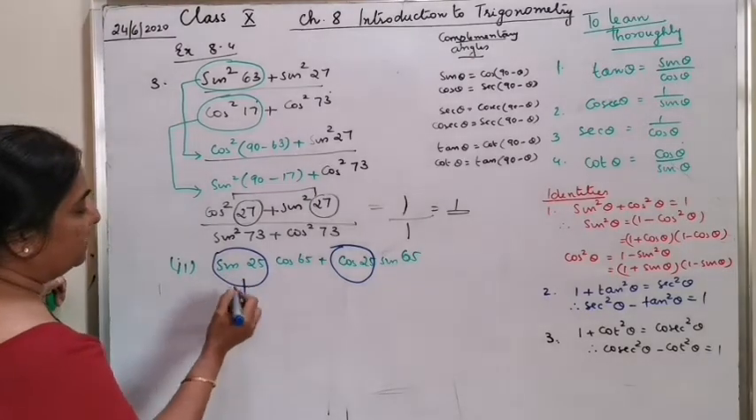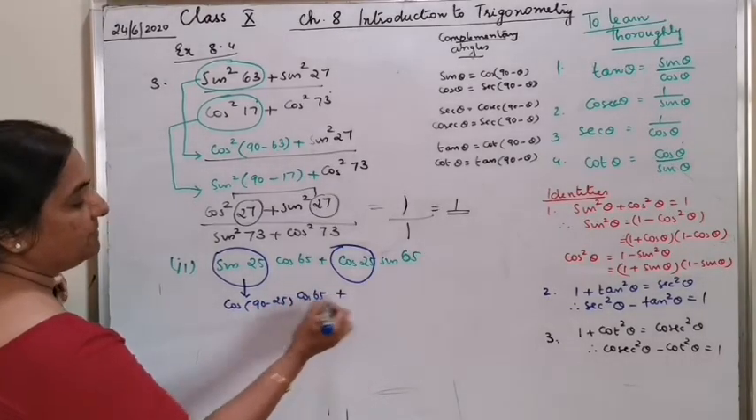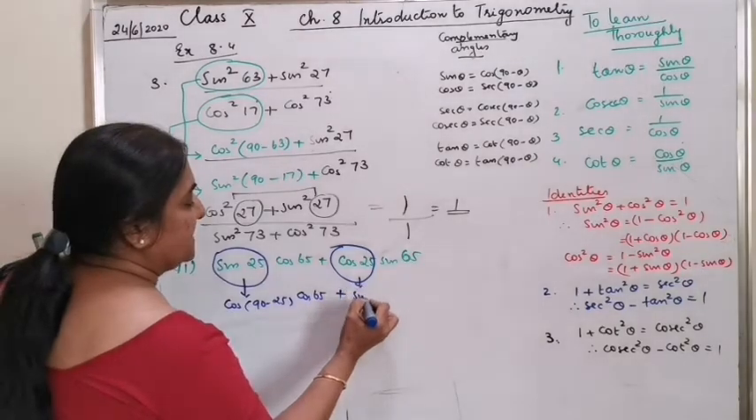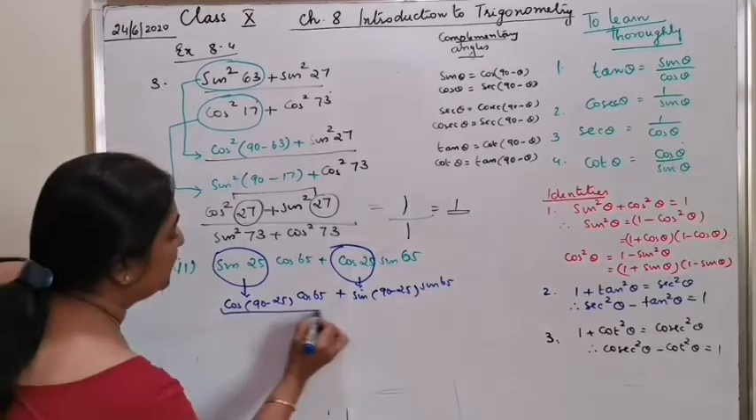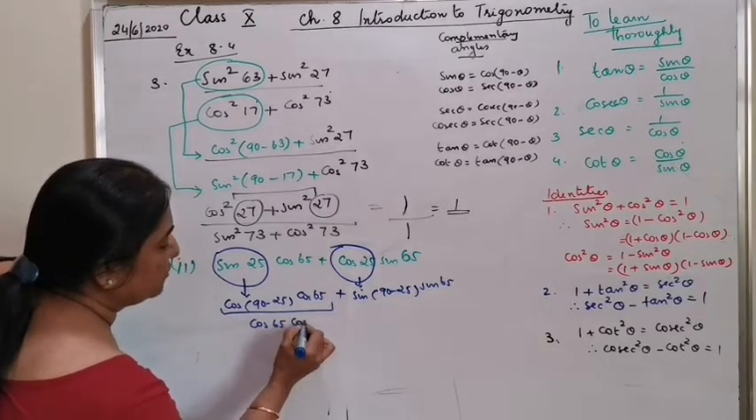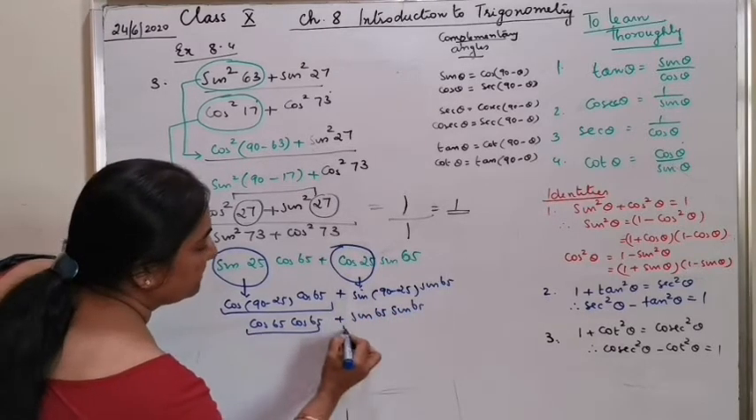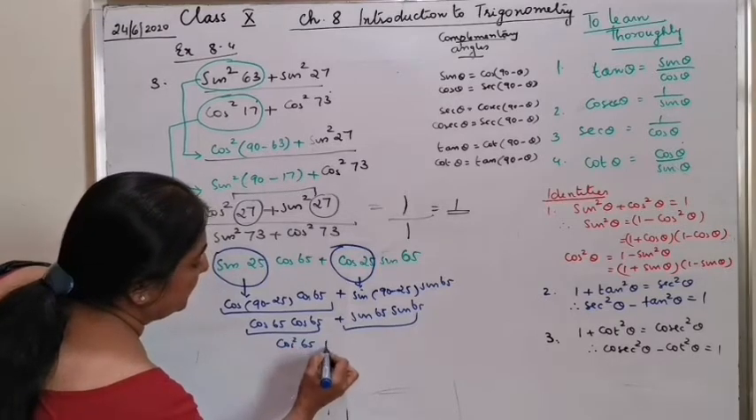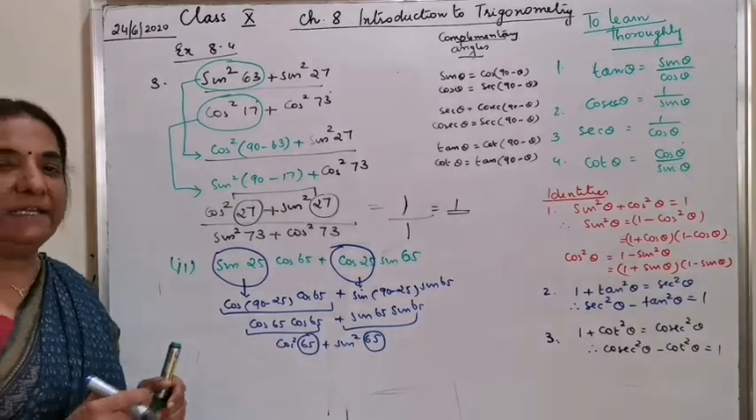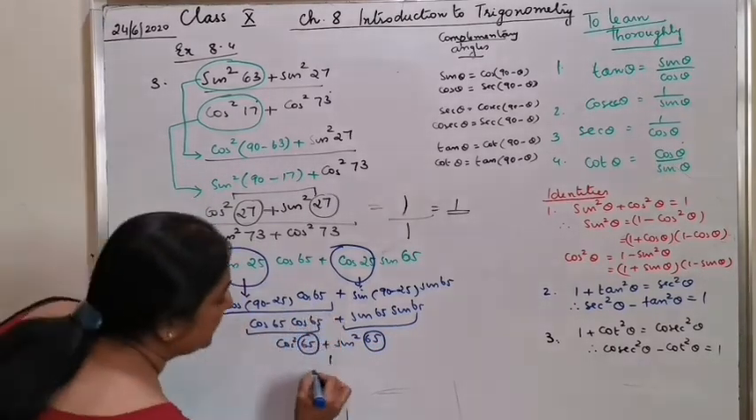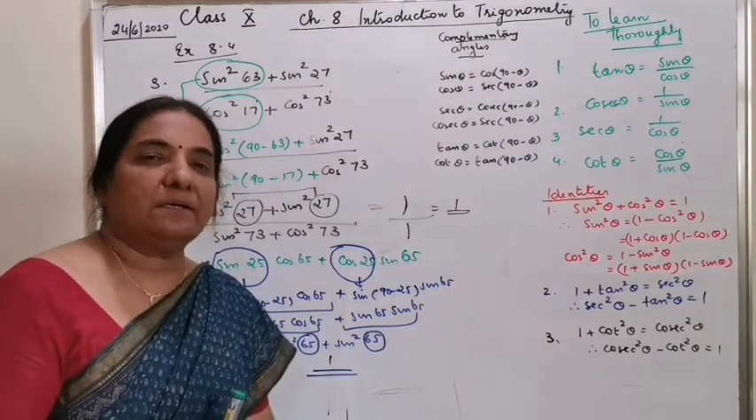So sine 25 will be changed as cos 90 minus 25 and cos 65, plus cos 25 will be changed as sine 90 minus 25 into sine 65, which gives you cos 65 into cos 65 plus sine 65 into sine 65, that is cos square 65 plus sine square 65. Again, for the value theta is equal to 65 degree, cos square theta plus sine square theta is 1. So the answer is 1. These questions can be asked as a 1 mark question.